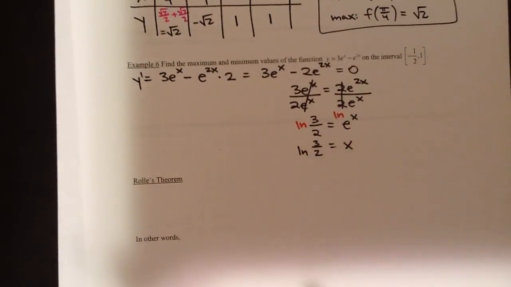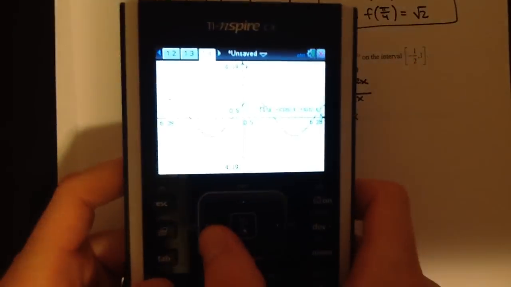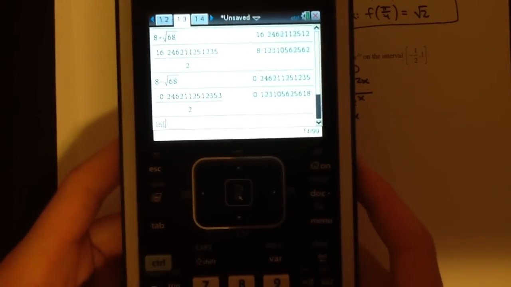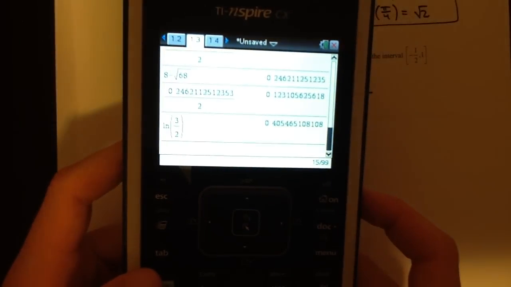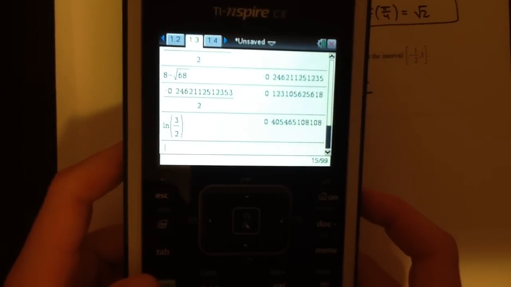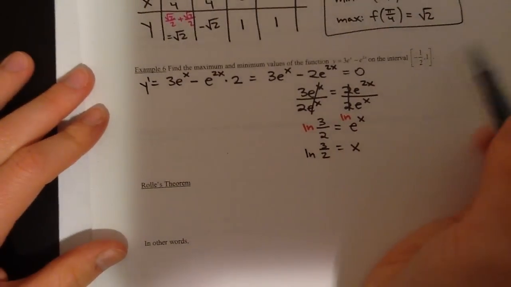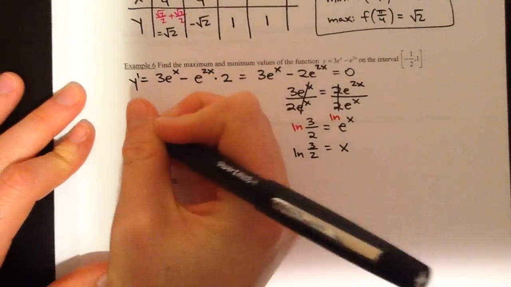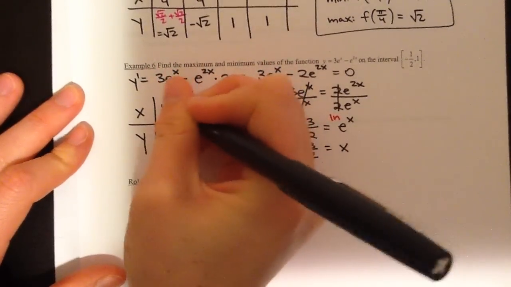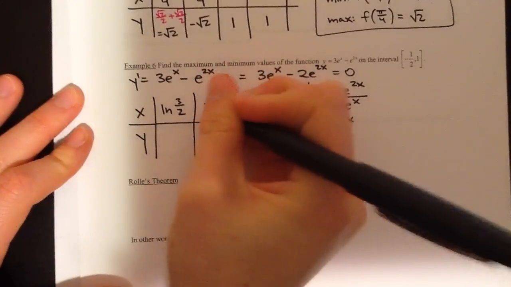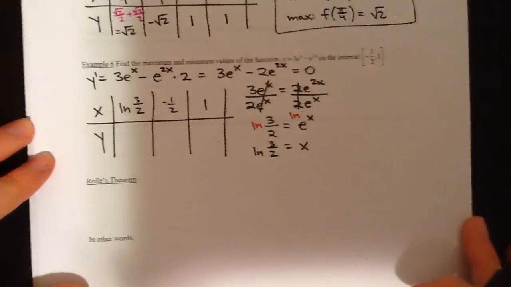Okay, so natural log of 3 halves, we probably don't know what that is, so let's double check if it's in the interval. So calculator page, let's get the natural log of 3 halves, and that is about 0.4. 0.4 definitely falls in my interval. So that critical point counts in terms of the interval that we are given. So let's set up a little table. So I have the natural log of 3 halves, and then I have the endpoints, negative 1 half, and then 1. So this is going to be some algebra fun that we're going to plug these values in.